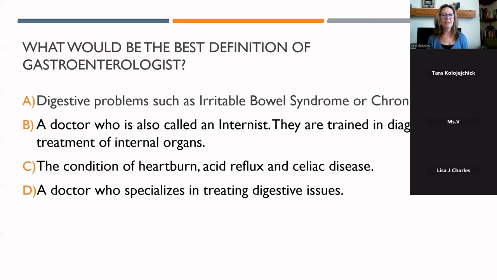What would be the best definition of a gastroenterologist? A. Digestive problems, such as irritable bowel and Crohn's. B. A doctor who's also called an internist. They're trained in diagnosis and treatment of the internal organs. C. The condition of heartburn, acid reflux, and celiac disease. D. A doctor who specializes in treating digestive issues.